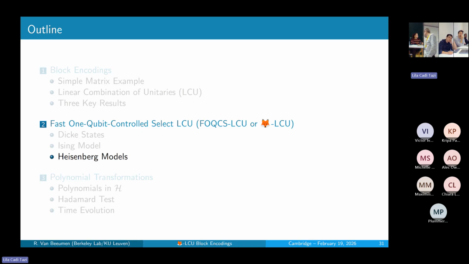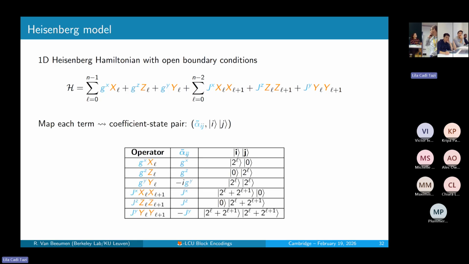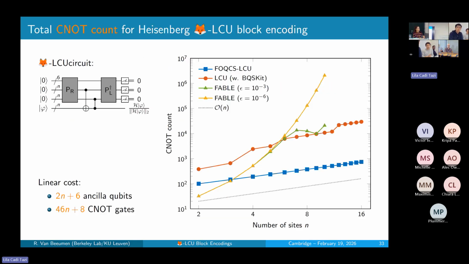So let's go to some more complicated and more interesting problems. I'm going to start with the 1D Heisenberg Hamiltonian with open boundary conditions. Again, we can do the same here, mapping each term to a coefficient state pair. Then we get some Dicke-states with 1 excitation, and then Dicke-states with 2 excitations and nearest neighbor constraints.